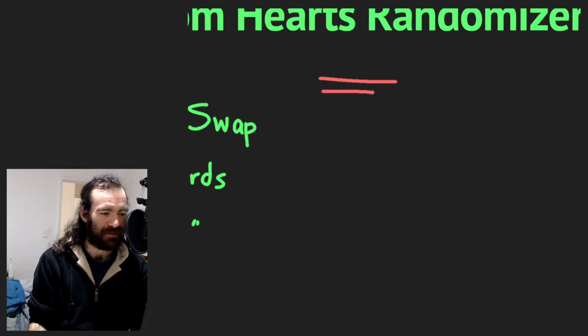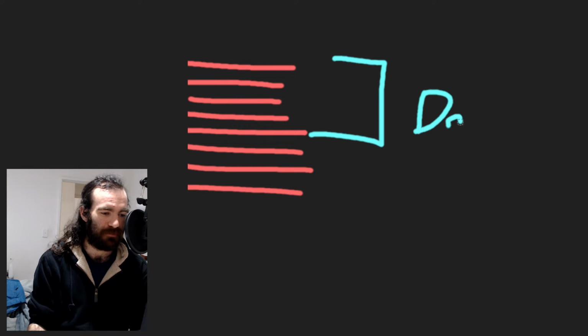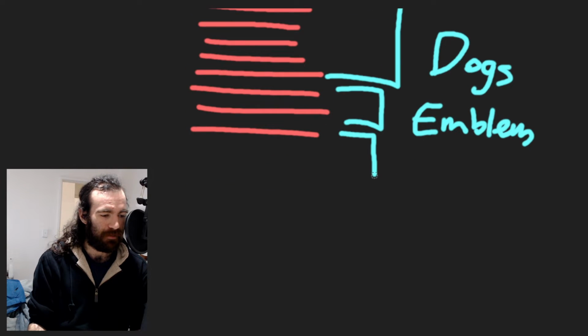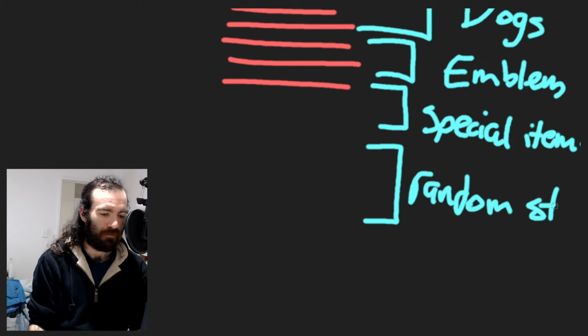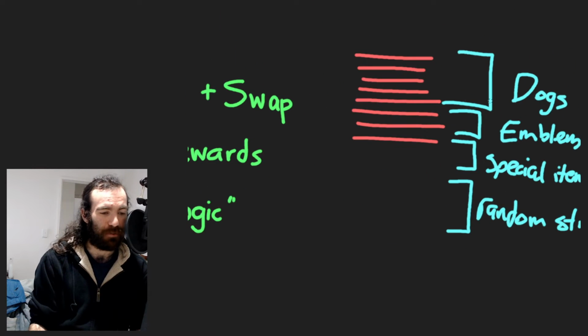We'll have a big list of things. This is our chest table, a whole bunch of entries. The first n entries will be dogs. The next few will be emblem pieces, then other special items, and then everything else will be random stuff. And then we're going to have a step where we go through and shuffle these around.